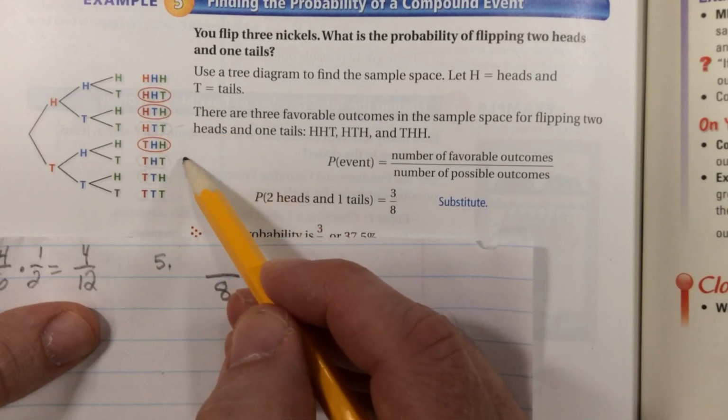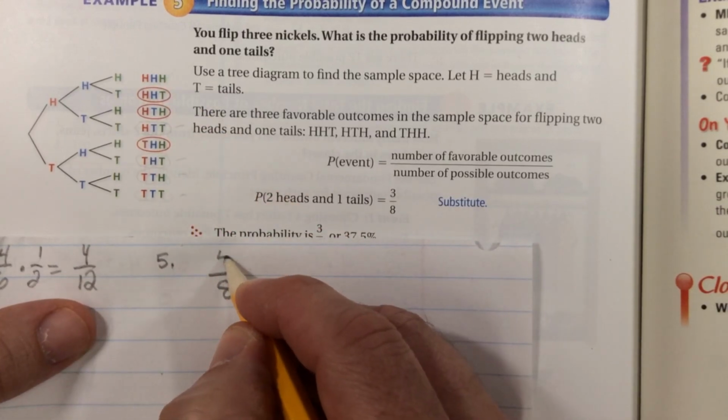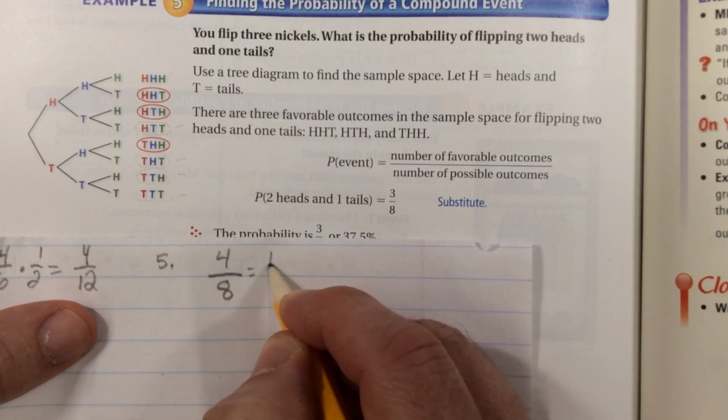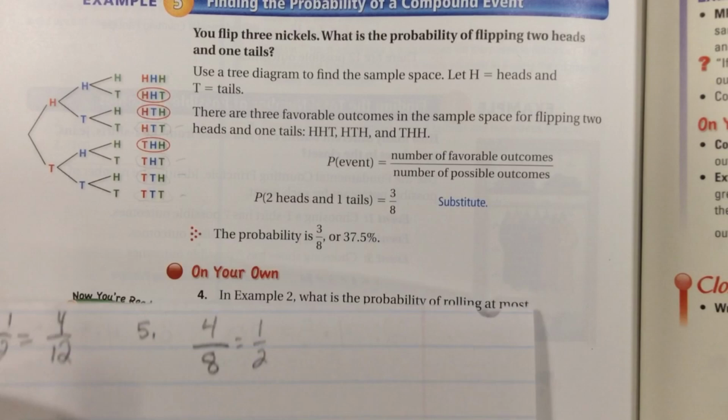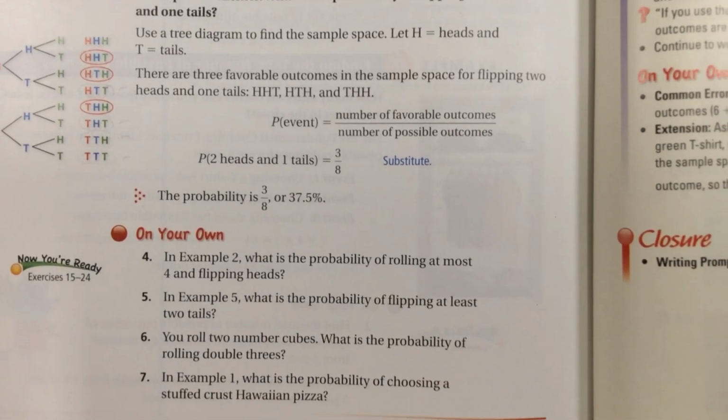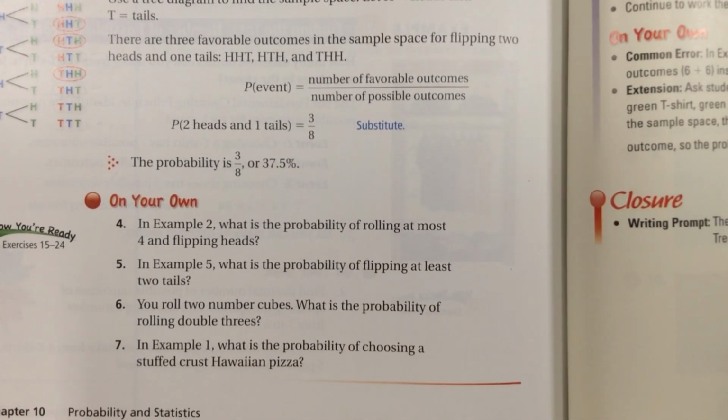So we had 1, 2, 3, 4. 4 out of 8, which simplifies to 1 out of 2 for flipping at least 2 tails. Number 6, you roll 2 number cubes. What's the probability of rolling double 3s?